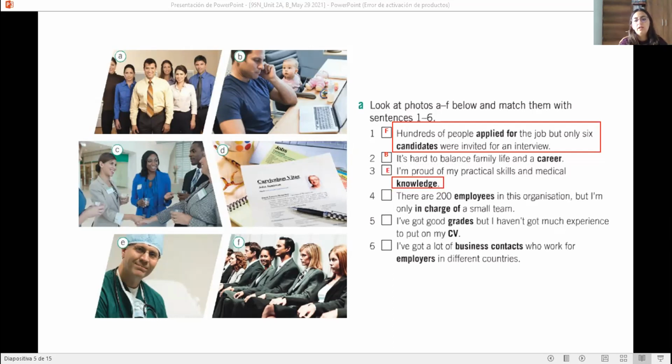What about number 4? There are 200 employees in this organization, but I'm only in charge of a small group. Letter A. Picture. Letter A, okay, thank you. Thank you, ladies. Hay 200 empleados, employees, in this organization, en esta organización, pero yo estoy a cargo de un pequeño grupo. I'm in charge of.